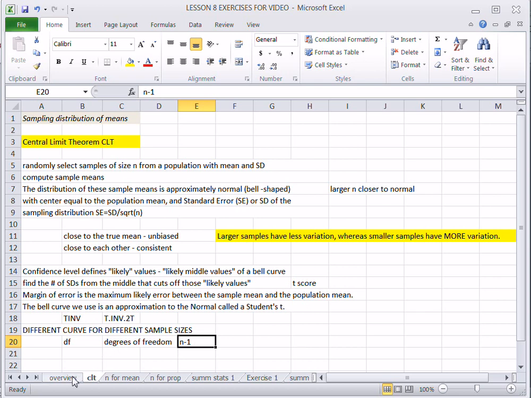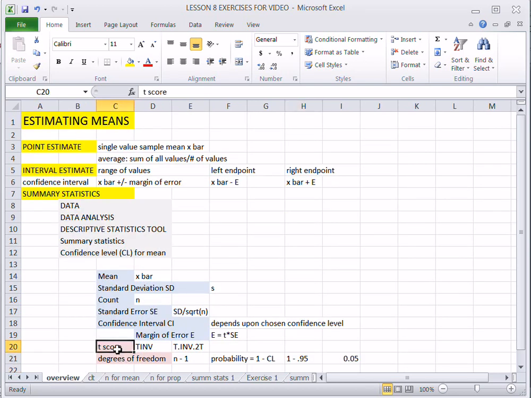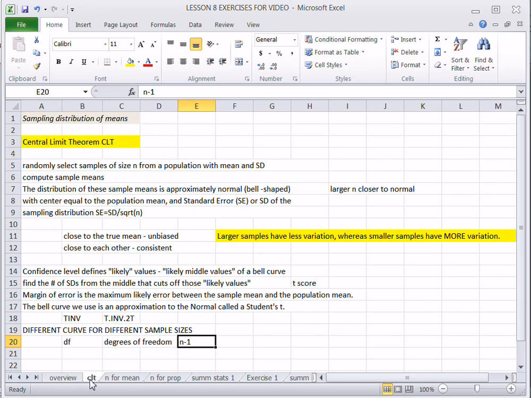So remember over here in the overview, we said the t-score depended upon degrees of freedom, which is 1 less than the sample size. The t-score also depends on a probability, and the probability is 1 minus the confidence level, so 1 minus 0.95, or 0.05. We're going to use t-inverse or t-inverse 2 tail to do that, and I'm going to give you some examples on how that works.